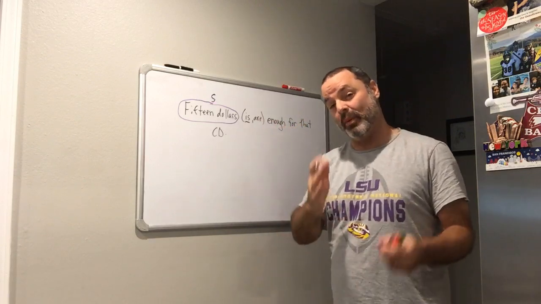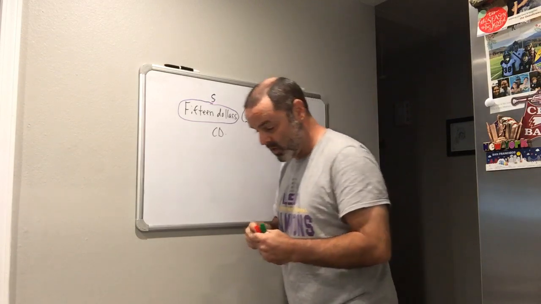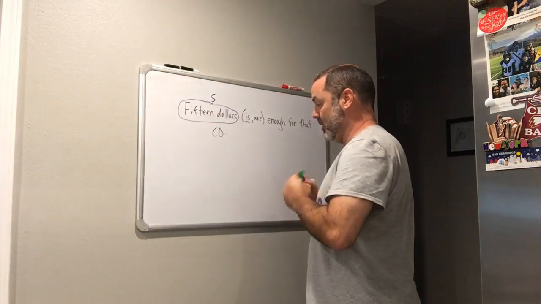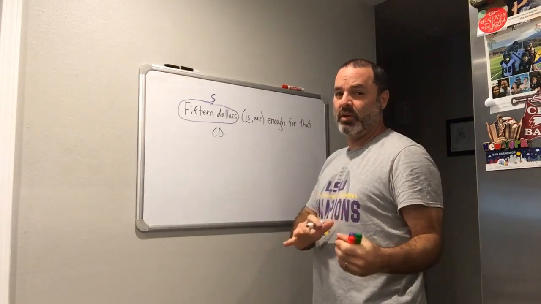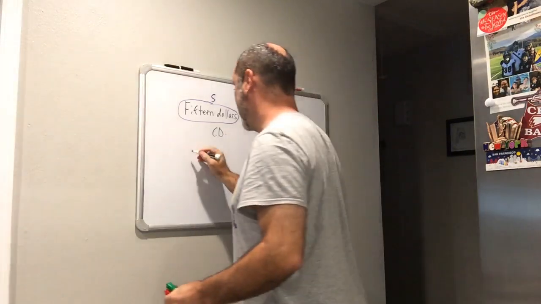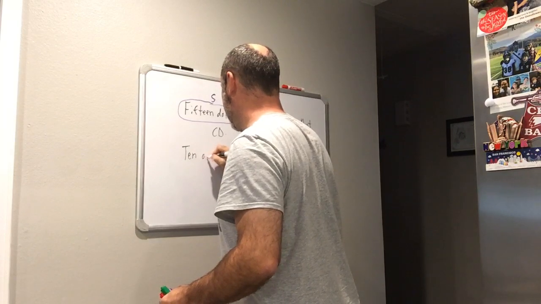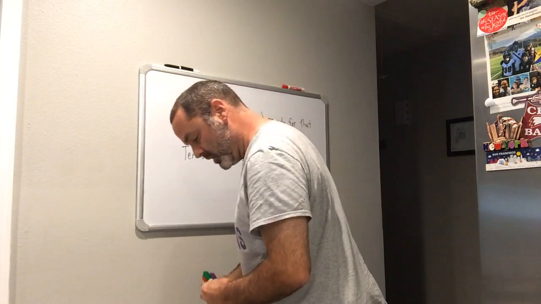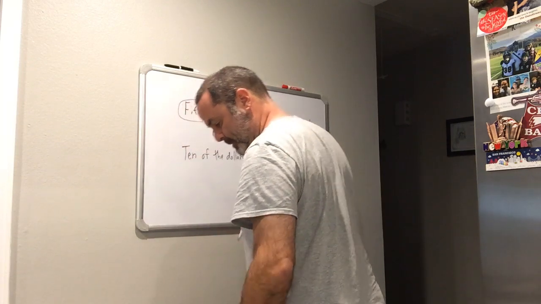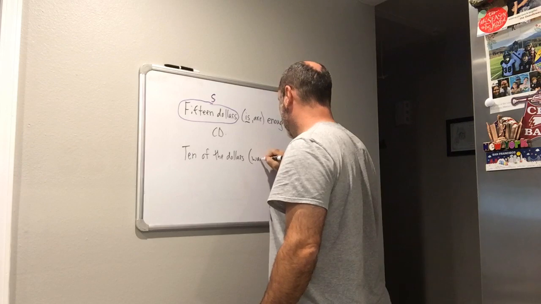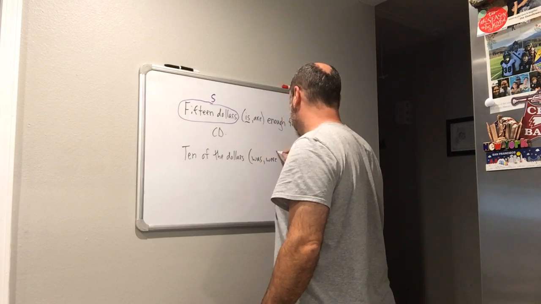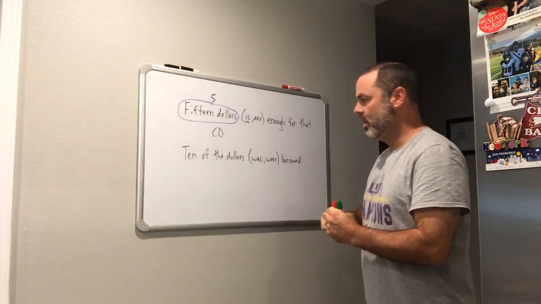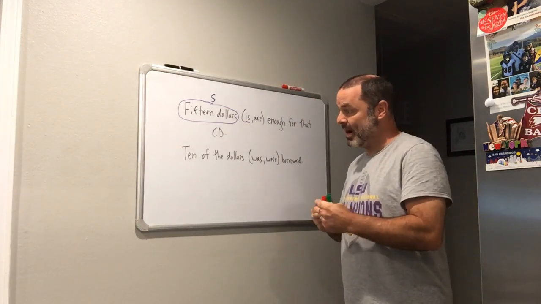All right, let's look at an example where we're looking at the individual. Again, I want to stick to the examples from the book because that'll help you out, I think, as you're reading through the rules. Okay, here's another example. So 10 of the dollars were borrowed. Okay, so now I'm talking about this amount right here.